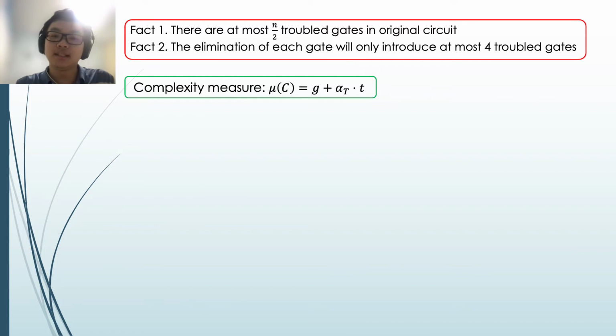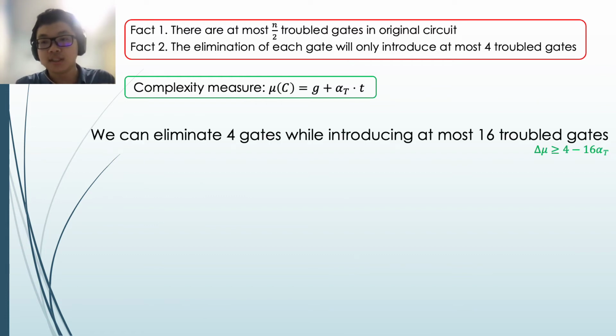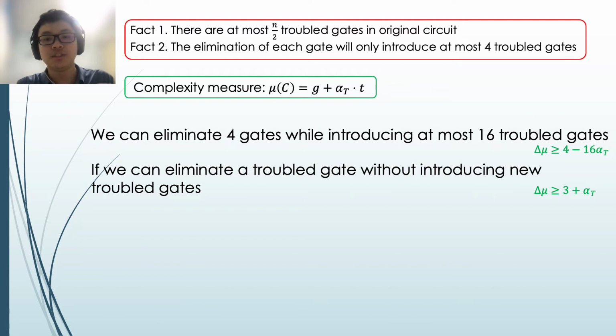We can see that with the second fact, we can say that in all the previous easy cases, we eliminate 4 gates while introducing at most 16 trouble gates. This will decrease the complexity measure by 4 minus 16 alpha t. And if we can additionally argue that we can eliminate the trouble gate without introducing any other new trouble gates, we can decrease the complexity measure by 3 plus alpha t. That's because by eliminating a trouble gate, we can remove 3 gates from the circuit, and if we do not introduce any new trouble gate, we can further decrease the complexity measure by alpha t.